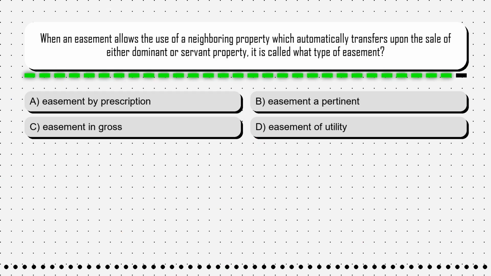Question 4. When an easement allows the use of a neighboring property which automatically transfers upon the sale of either dominant or servient property, it is called what type of easement? Option A, easement by prescription. Option B, easement appurtenant. Option C, easement in gross. Option D, easement of utility.